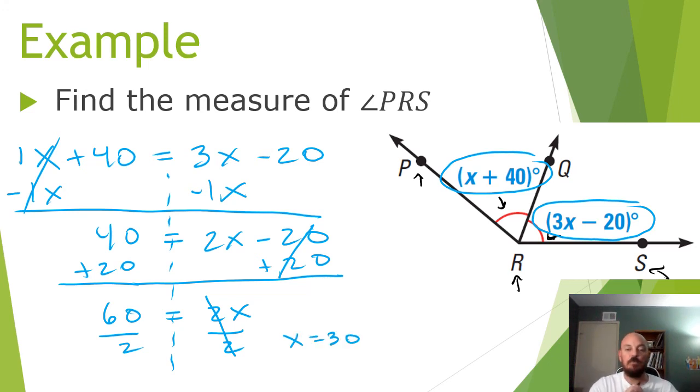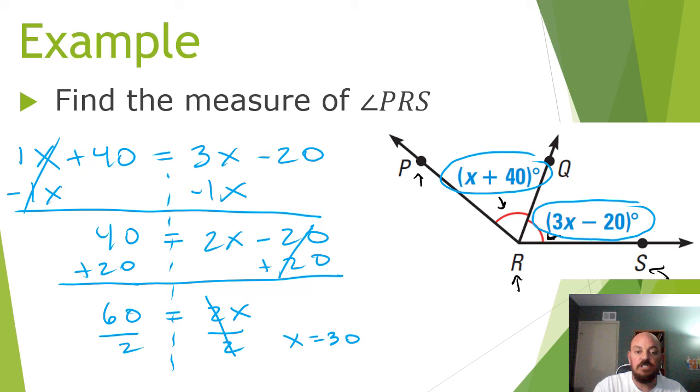Now remember what I told you in class. Don't box it up and move on to the next question. In a question like this, always go back and check the directions. If I had said solve for x, that's the answer. I didn't say solve for x. I said find the measure of angle PRS. Now PRS, that's the big angle, the whole thing.